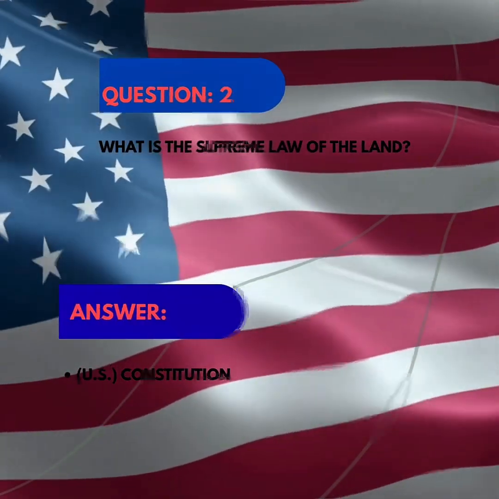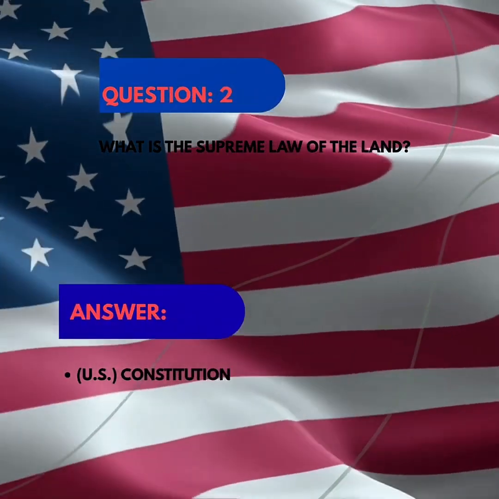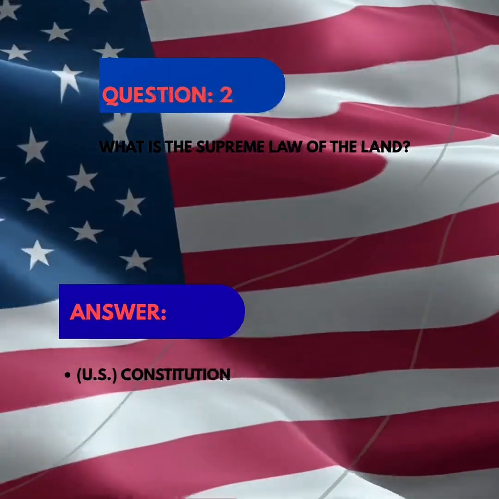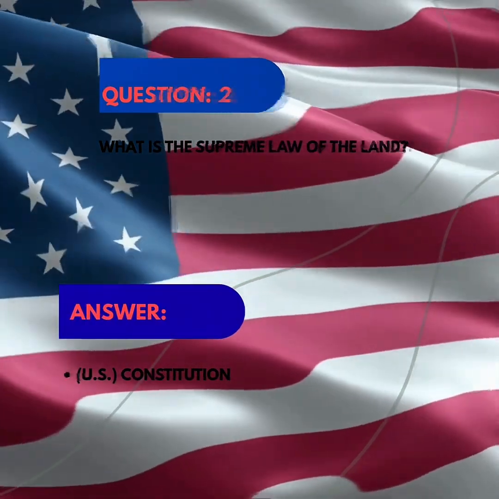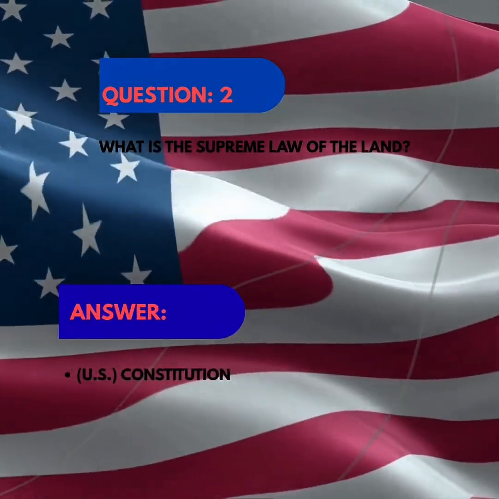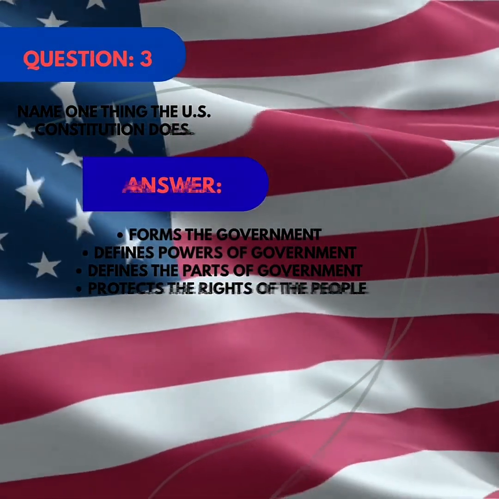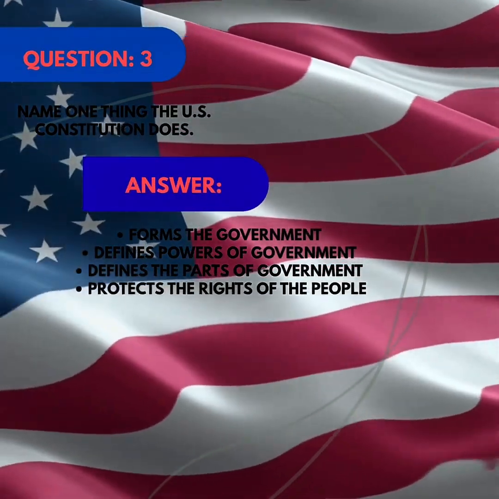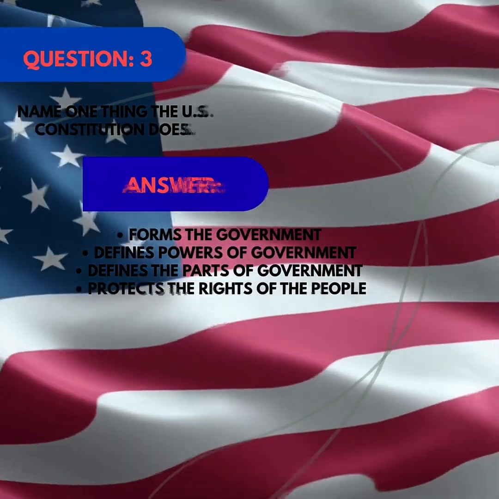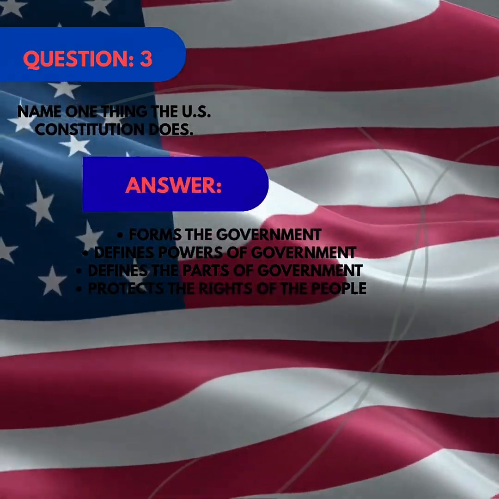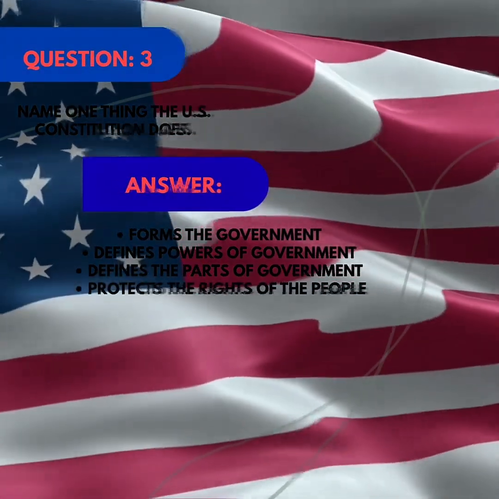Question 2. What is the supreme law of the land? Answer. The Constitution is the supreme law of the land. Question 3. Name one thing the U.S. Constitution does. Answer. It forms the government, defines the powers and parts of government, and protects the rights of the people.